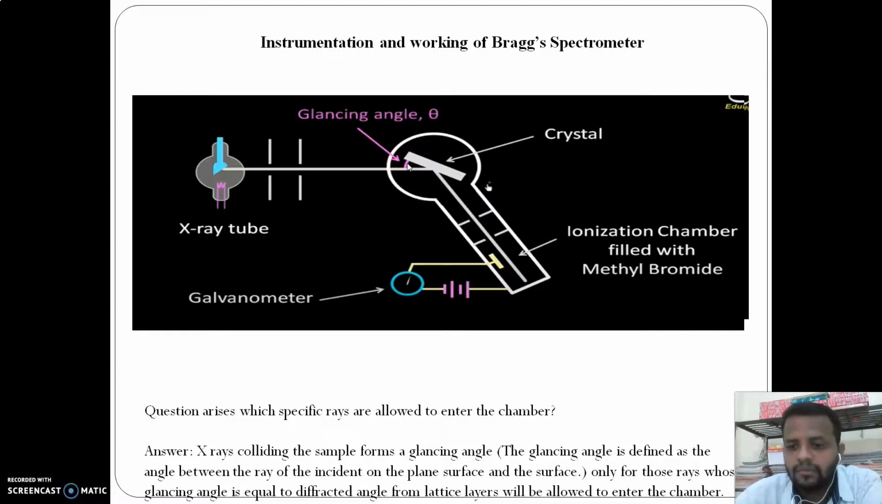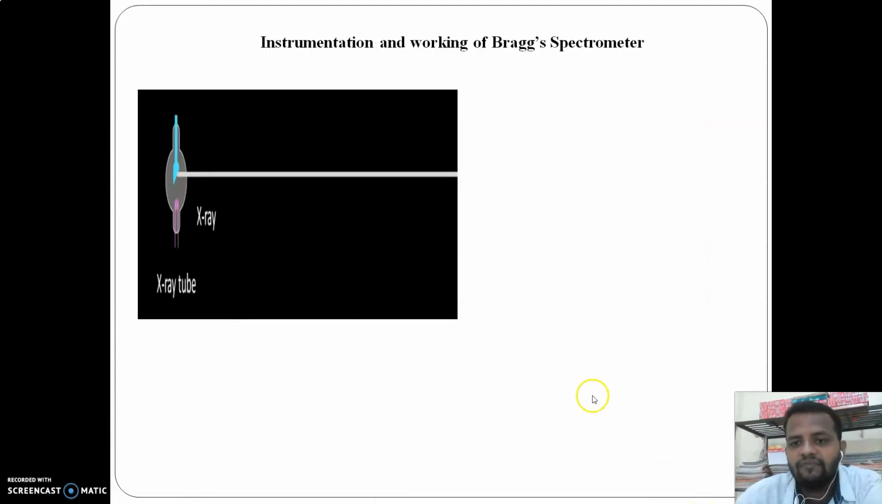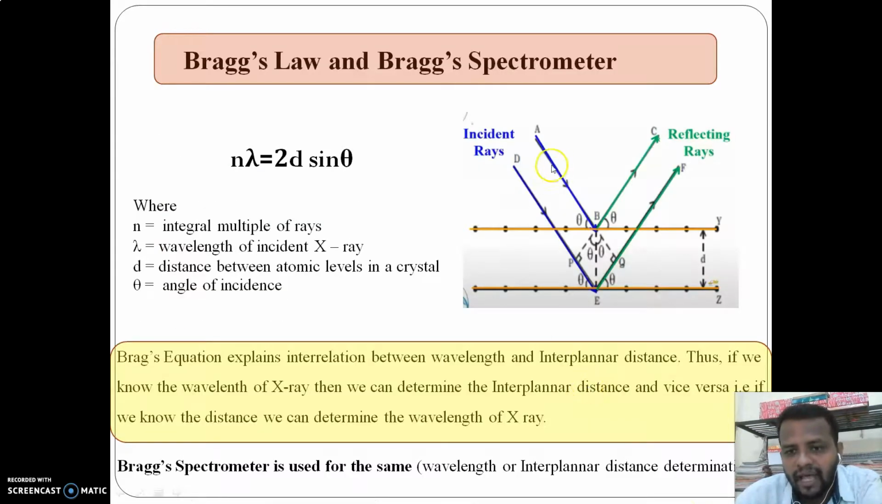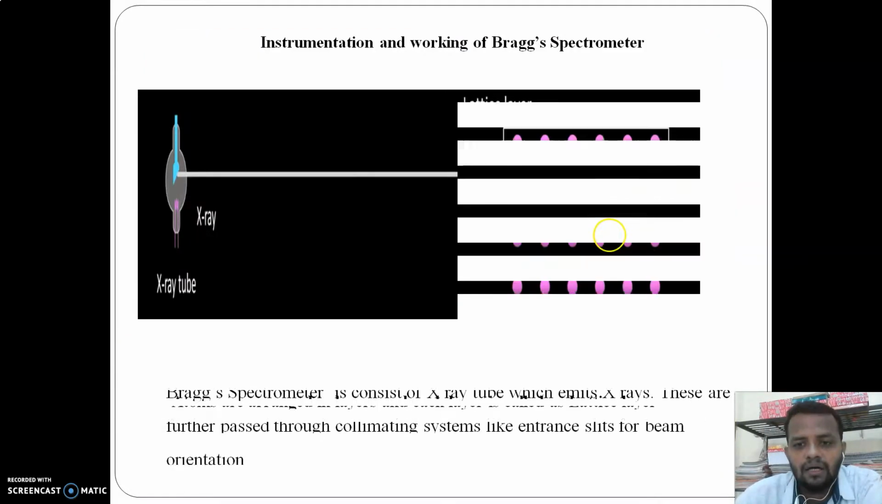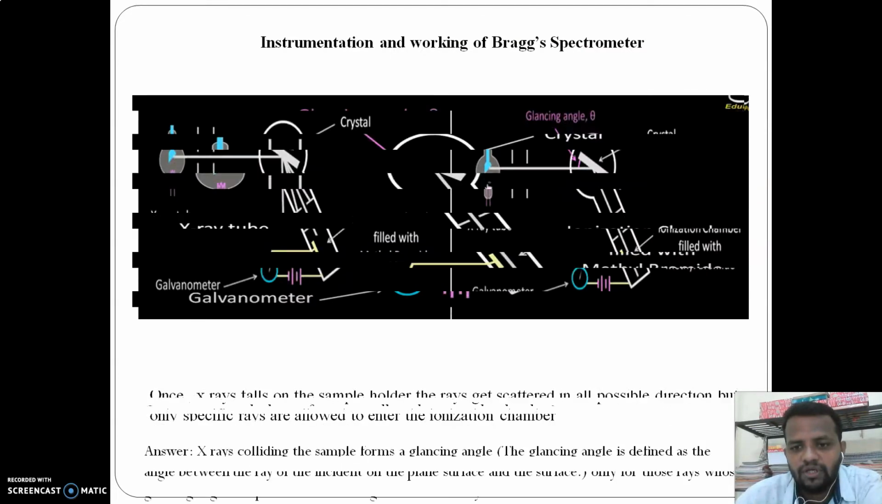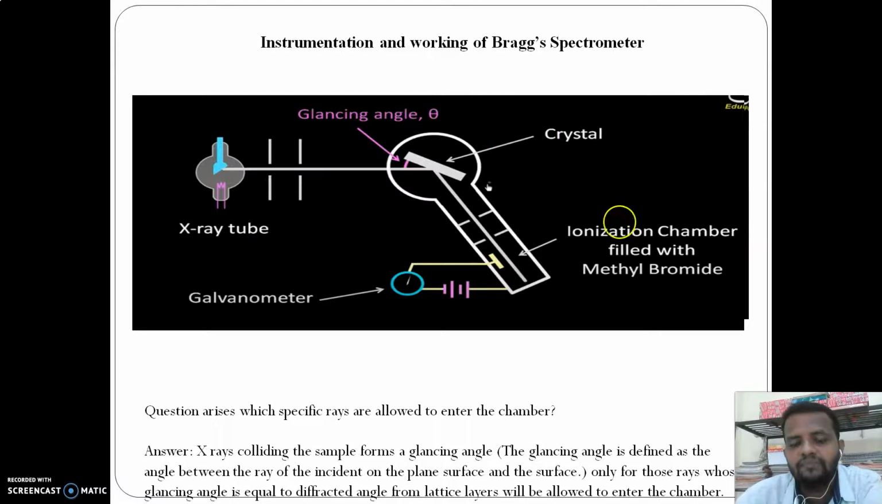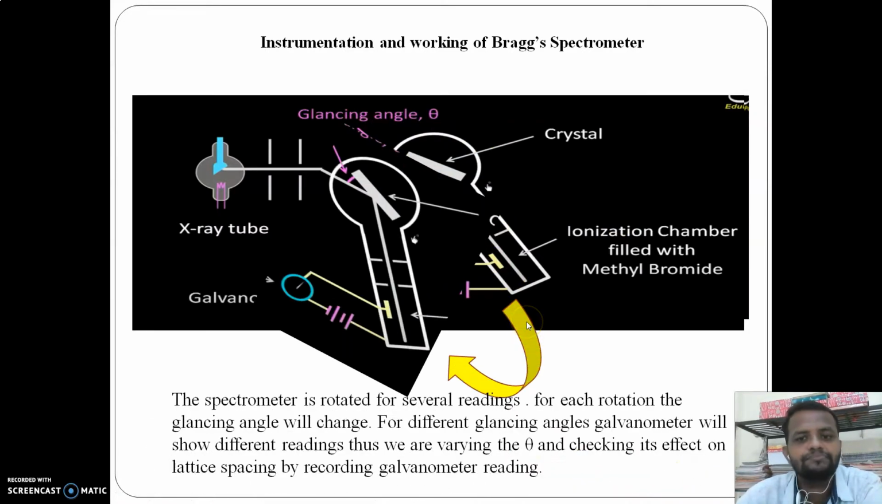So what it is saying is that only those rays whose glancing angle is equal to the diffracted angle from the lattice layer will be allowed to enter the chamber. Earlier we have seen that the angle of incidence is equal to the angle of reflection, and the same consideration is taken over here. Only those rays for which the glancing angle and the reflection angle are the same will be allowed to enter the chamber.